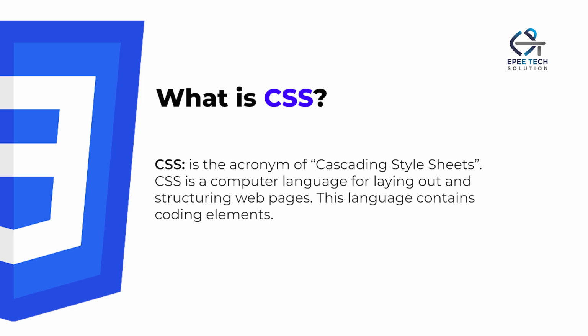When you talk about CSS, the full meaning of that is simply Cascading Style Sheet, right? So now CSS is a computer language. Some people discuss this a lot and probably say HTML is a programming language, CSS is a programming language. No, all right. HTML is a markup language, not a programming language, right? And CSS is simply the computer language for laying out and structuring a web page, all right? This language contains code elements, right?